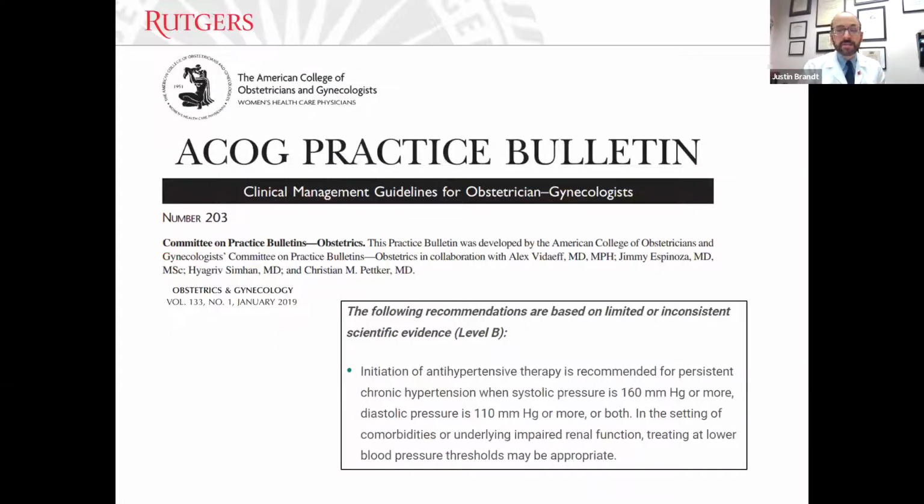The American College of Obstetricians and Gynecologists has said we should use blood pressure meds for chronic hypertensives when the blood pressure is above 160/110. This is a recommendation that is older, but it's still affirmed by ACOG, and they say in their bulletin that they're not going to change these recommendations until there are newer randomized clinical trials that are appropriately powered and suggest the real benefit.